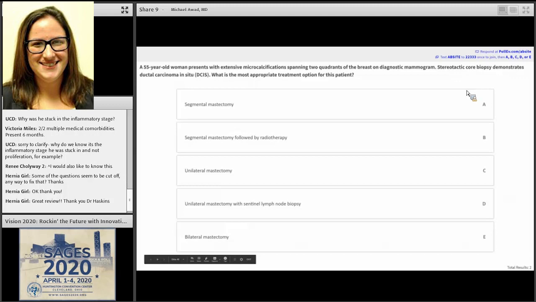A 55-year-old woman presents with extensive microcalcification spanning 2 quadrants of the breast on diagnostic mammogram. Stereotactic core biopsy shows DCIS. What is the most appropriate treatment option for this patient? A, segmental mastectomy. B, segmental mastectomy followed by radiotherapy. C, unilateral mastectomy. D, unilateral mastectomy with sentinel lymph node biopsy. Or E, bilateral mastectomy.